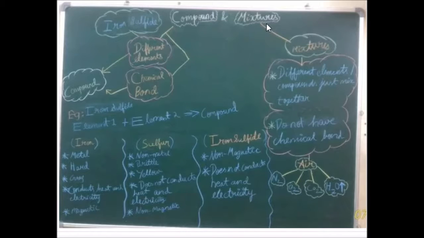Compounds and mixtures. Different elements combine to form a compound. Let us consider an element 1 and element 2 to form a compound. For example, iron can combine with sulfur on heating to form iron sulfide compound.